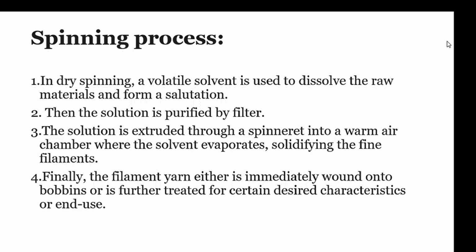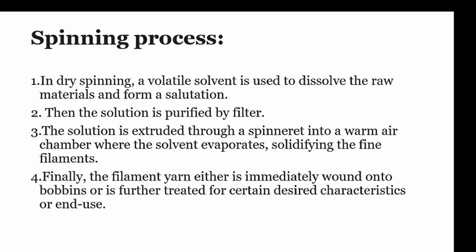In dry spinning, a volatile solvent is used to dissolve the raw material and form a solution. In the second stage, the solution is purified by a filter. Next, the solution is extruded through the spinneret, in the same pattern as we discussed in the melt spinning process. The solution is extruded through the spinneret into a warm air chamber where the solvent evaporates, solidifying the fine filaments. And this method is also used for fine filaments or fine yarns.